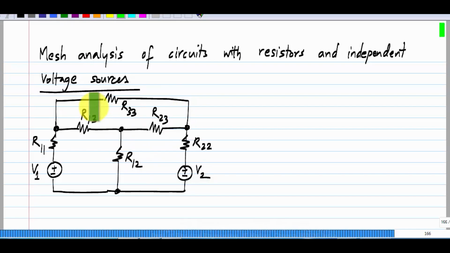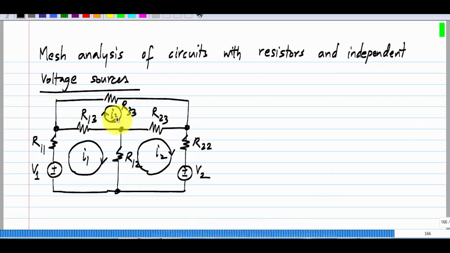Now what I'll do is define current variables. These are known as mesh currents. By convention I'll take these currents to be flowing in a positive direction. So let me call this mesh current I1. I'll explain what they mean. And this mesh current I2, and this one as I3.